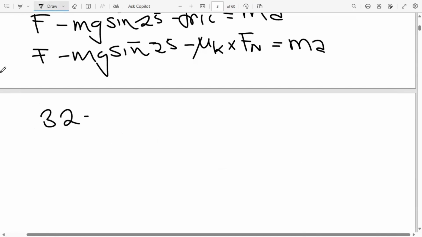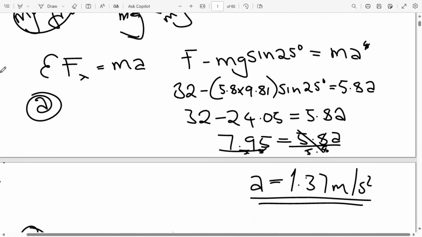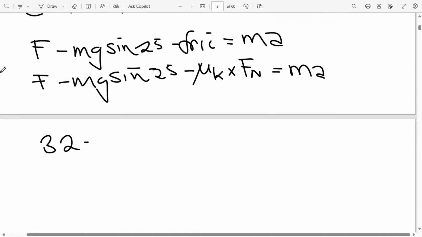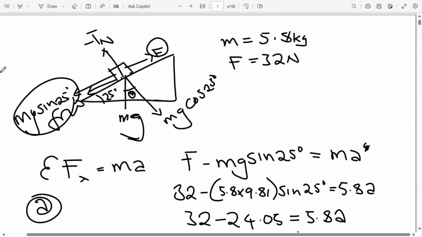So I'm going to say my 32 minus mg sin 25. I had calculated this in the previous question: mg sin 25 is 24.05. So minus 24.05 minus mu k, which is 0.1, multiplied by the normal force. And what is the value of the normal force? If we look at our forces in the y-axis, these forces are at equilibrium. There is no acceleration in the y-axis, which means the forces in the positive y-axis are equal to the forces in the negative y-axis, which means the normal force is actually equal to mg cos theta.